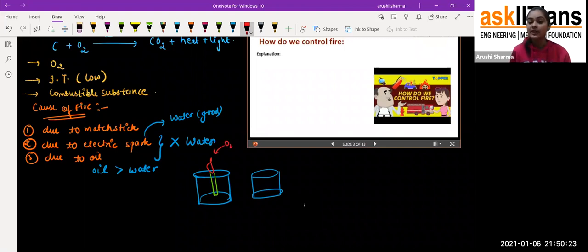But if I cover this, this is the covered part, that means no supply of oxygen. So what you'll observe after some time is that the candle is not glowing there. That's how, students, you can control the fire. This is one of the techniques, you can say.